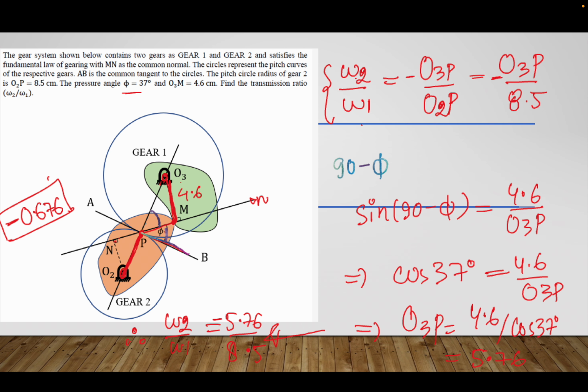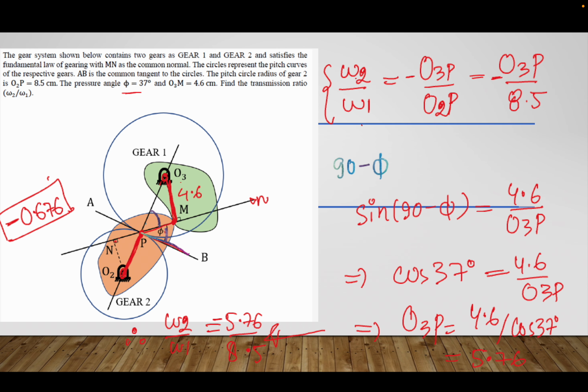Okay, now here firstly two gears are given, and they satisfy the fundamental law of gearing with Mn as common normal. So we know that the fundamental law of gearing says that the common normal, which is given as Mn, or we also call it the line of action, must pass through a fixed pitch point P.